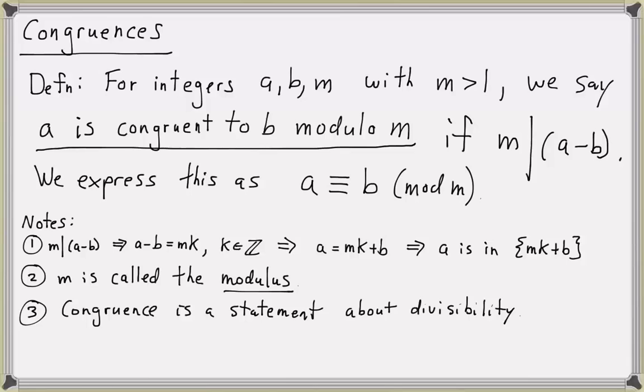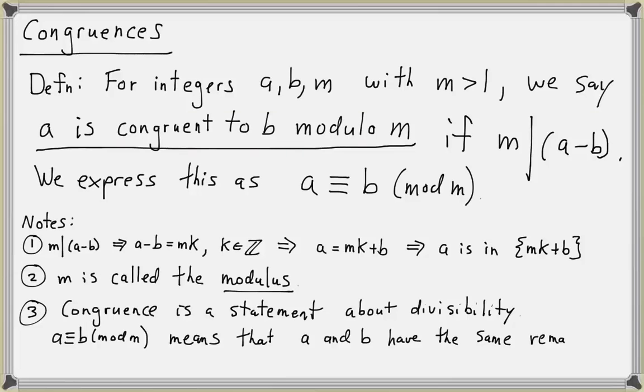If I said that A is congruent to B mod M, then that's the same as saying that A and B have the same remainder when divided by M. So let's look at some quick examples of congruences.